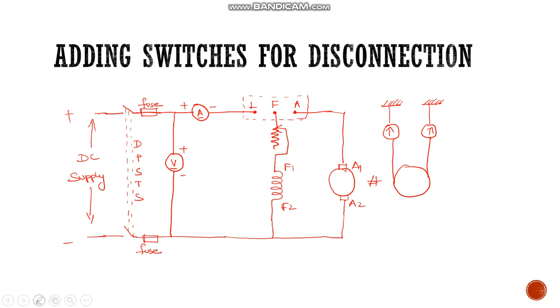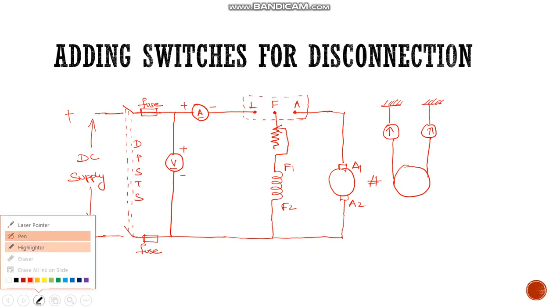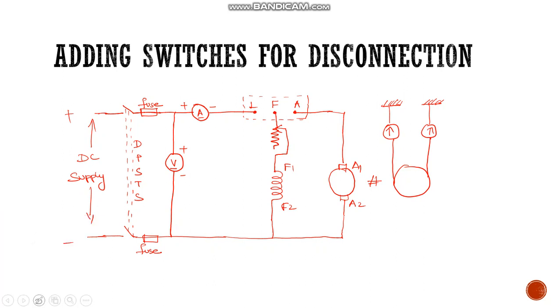this is the first one: the field and armature winding. We have to connect the field and armature winding in parallel. Next we give a DC supply, and next we add the load. Next thing we do is add the meters, that is the ammeter and voltmeter. Next, we need to start the machine in a smooth manner, so the starter is used, which is called a 3-point starter.